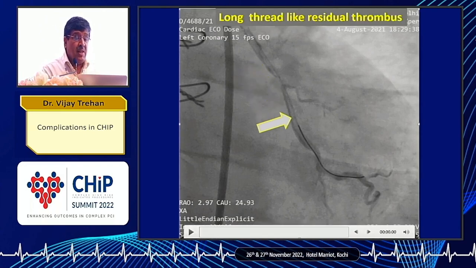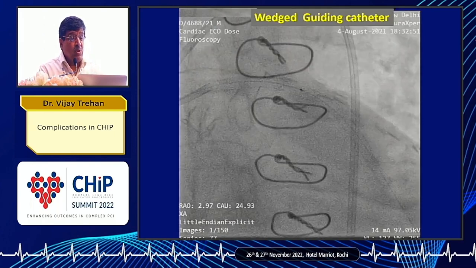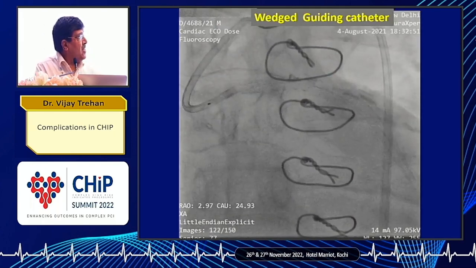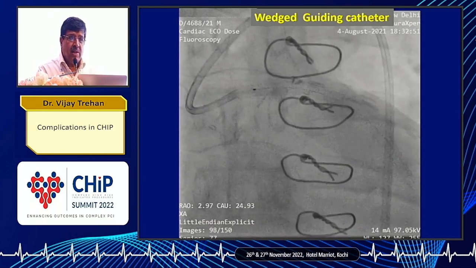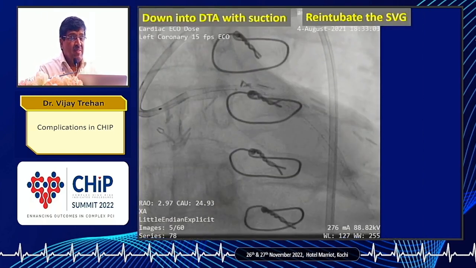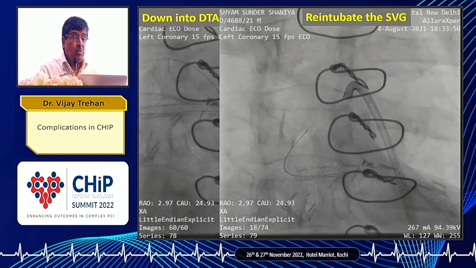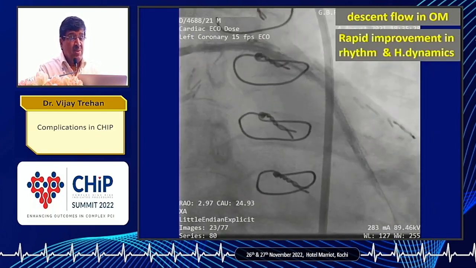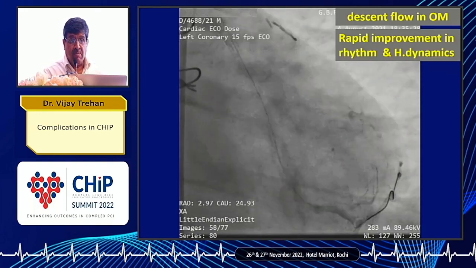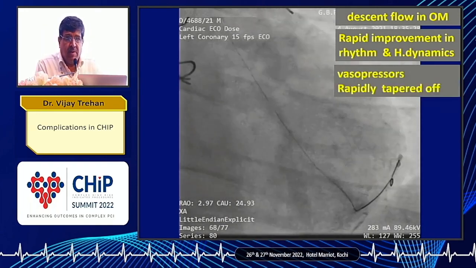But what you see is there is a linear thrombus, which usually we don't see, linear thrombi like this in the circulation. So I made some more effort with thrombosuction. Now, mind you, this time what I'm trying to do is my guide catheter is jutted in so that I do not decant anything into the aorta. And then the same thing, going down, re-intubation. Now the flow is definitely much better. There is a rapid improvement in the rhythm and hemodynamics, so much so that all vasopressors are off in, I think, half an hour or so.